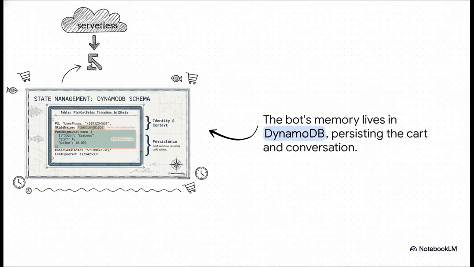This is absolutely key to understanding state management in a serverless world. Because AWS Lambda functions are stateless, they basically have amnesia and forget everything the second they finish running. The bot's memory has to live somewhere else. And that somewhere else is this DynamoDB schema. The state value keeps track of where the user is in the conversation, and pending order lines holds the shopping cart. This makes sure your cart is still there, even if the function has to do a cold start.